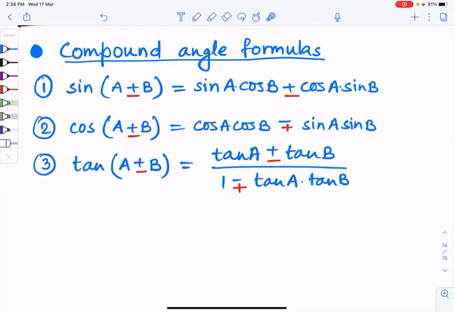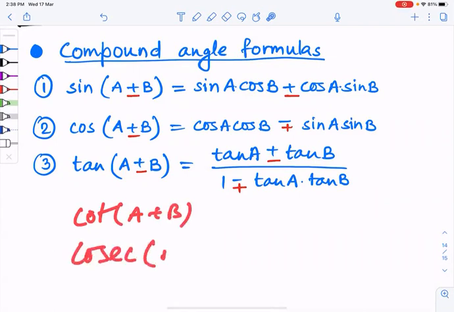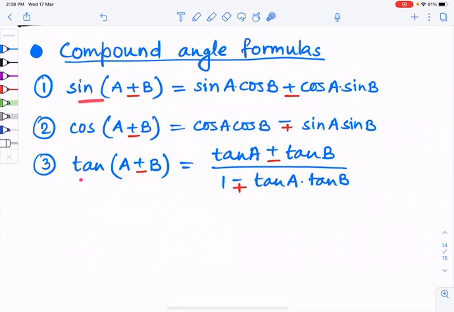You can ask what the formula is for cot of A plus B, or for cosec of A plus B. We can have formulas for those, but they are not that important. Only these three are important. I can write for cot also. Let me write that here.